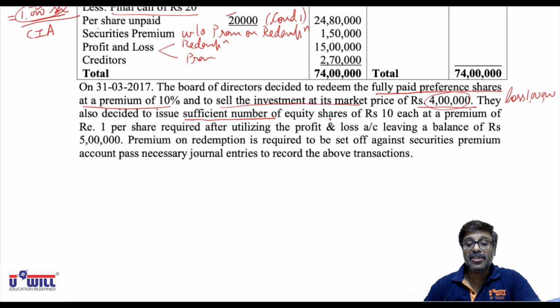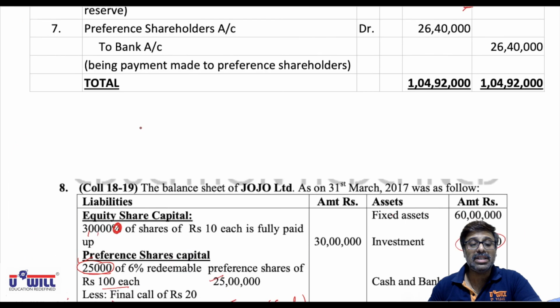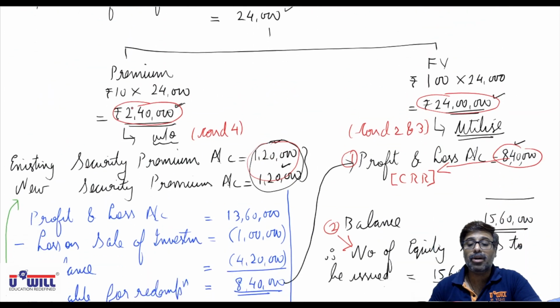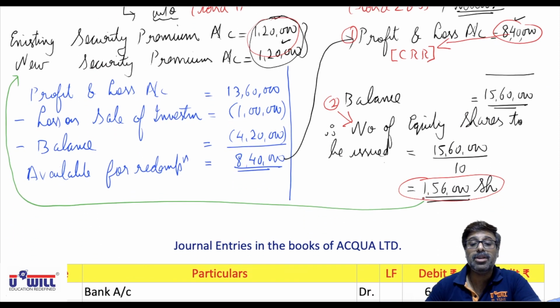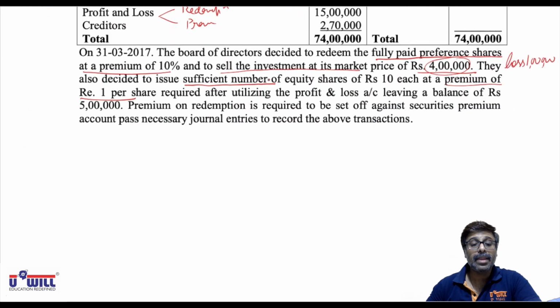Again, a sufficient number of equity shares of 10 each at a premium of rupees 1 per share. So the same way you'll do here for this premium, don't write off from P&L account because new shares are going to be issued at premium. So that premium will be used. You'll wait for that premium and that premium will be used.